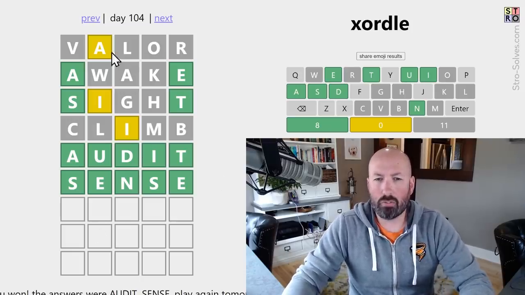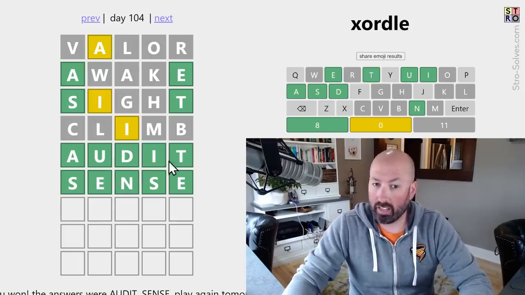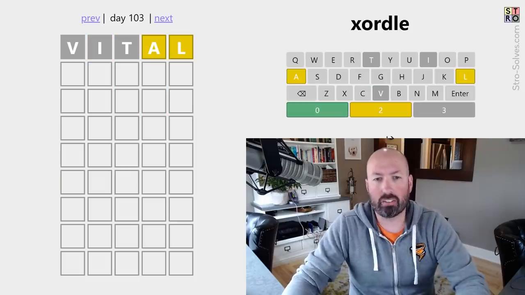Wow, that was a hard one. I think that's the first one we've seen that had a double letter, and it had two double letters, so. Interesting. All right, so day 103.